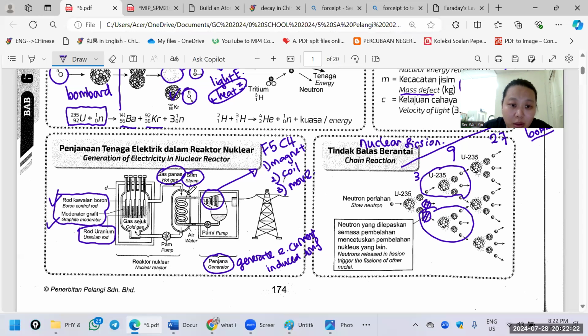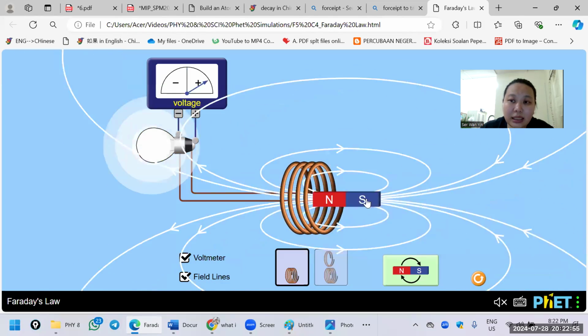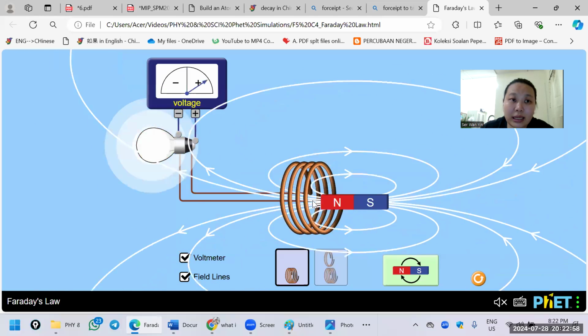So we call... oh sorry, I circled the wrong side. This is the generator. This is called the turbine. Okay, this is called the turbine. Turbine means it's the thing that keeps cutting. You keep cutting magnetic flux on the wire coil.